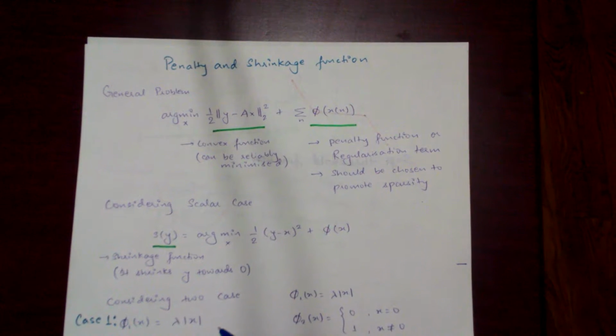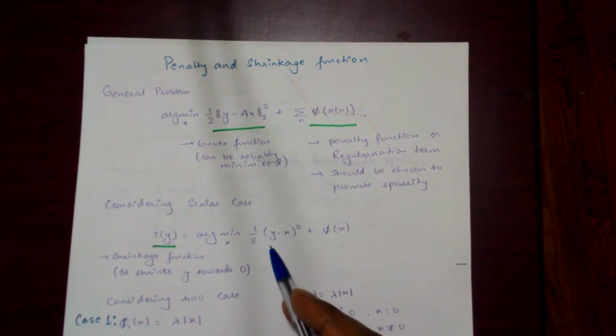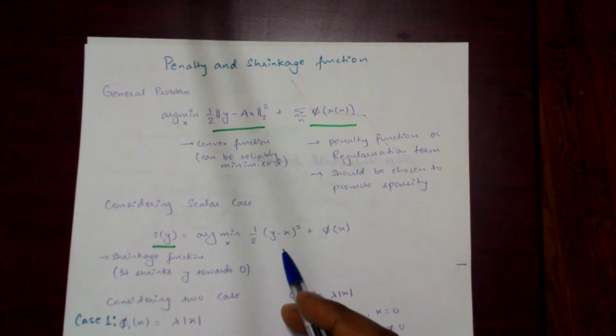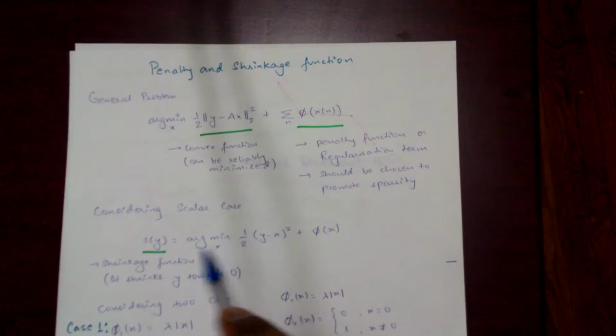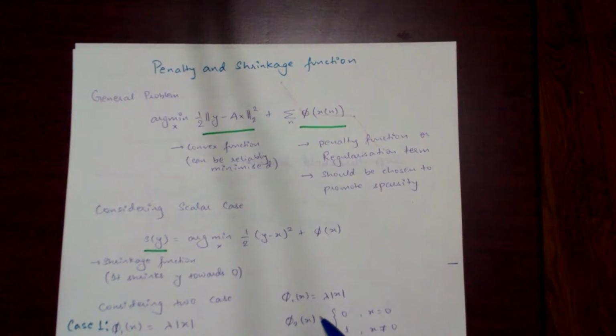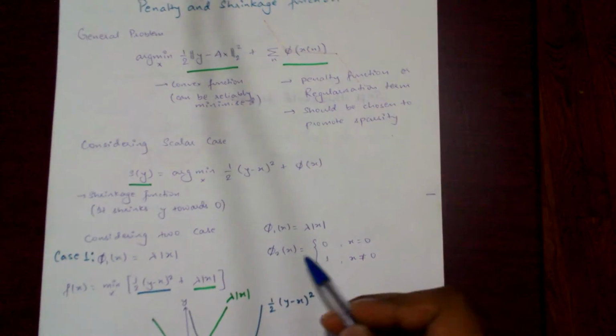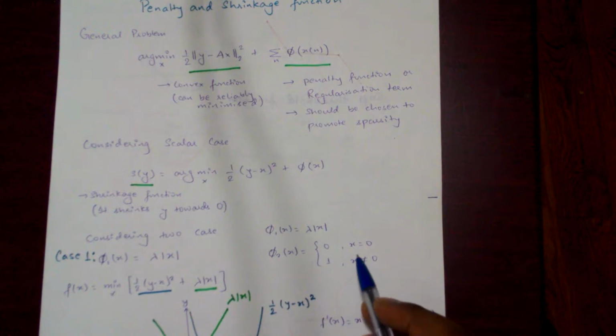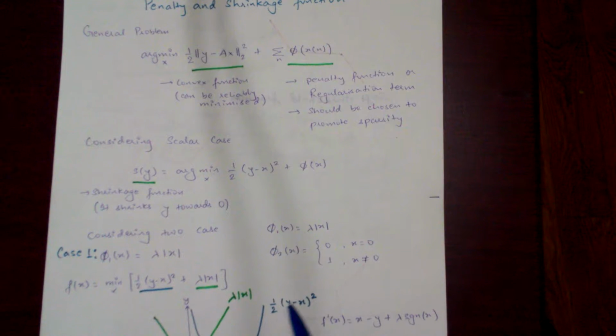Here we are given y and we are required to find x so as to minimize the function, and we'll be considering two particular cases, one with phi 1 of x equals lambda times the absolute value of x, and another phi 2 of x equals 0 when x equals 0 and 1 when x is not equal to 0. Here lambda is greater than 0 and the first penalty is a convex function.